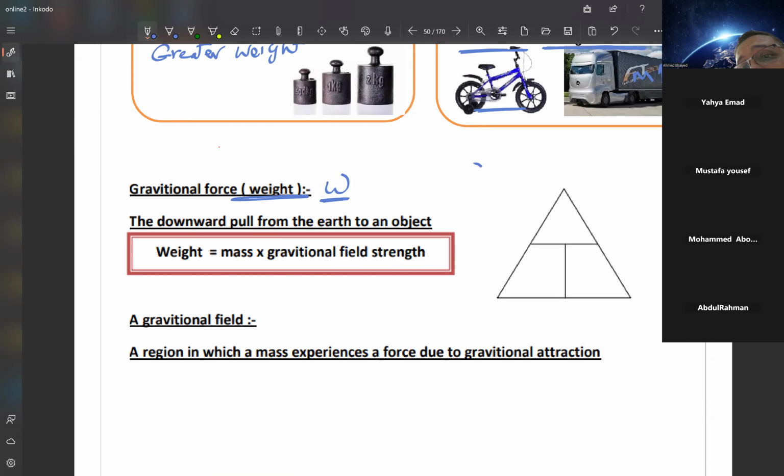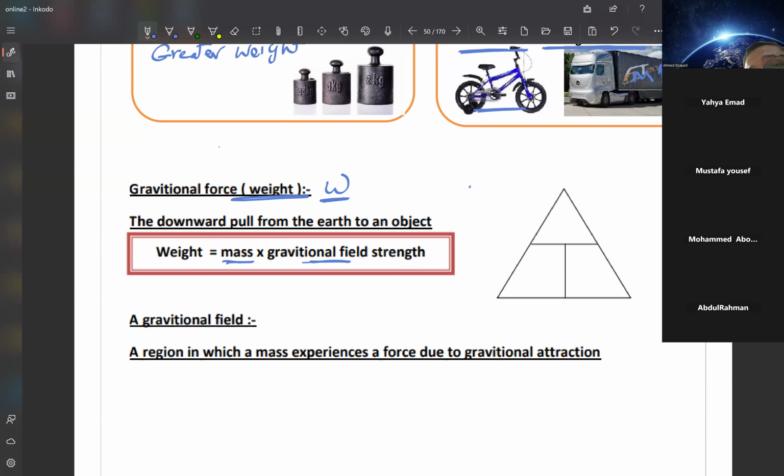Because this is the Earth, and we are talking about the surface of Earth, it will be down. So because it's towards the center of the Earth, in this part it will be down, and in this part it will be down like this. So the force of weight is always drawn downward because its direction is towards the center of the Earth. The definition of weight is the downward pull from the Earth to the object.